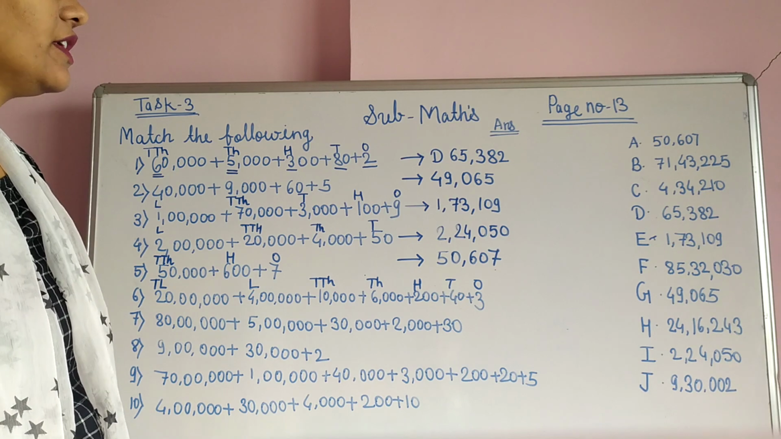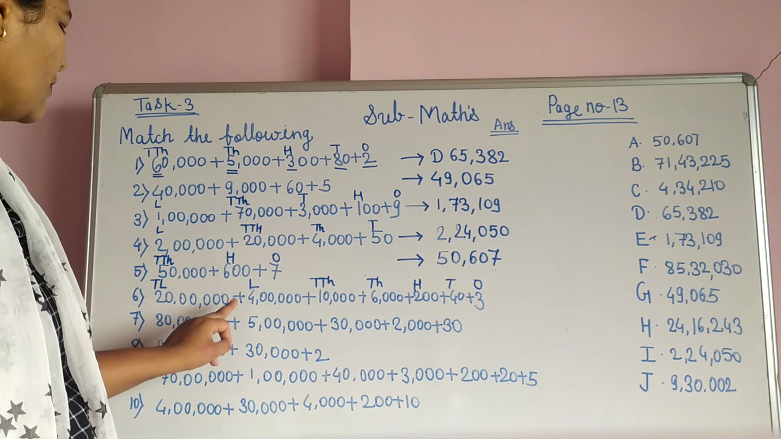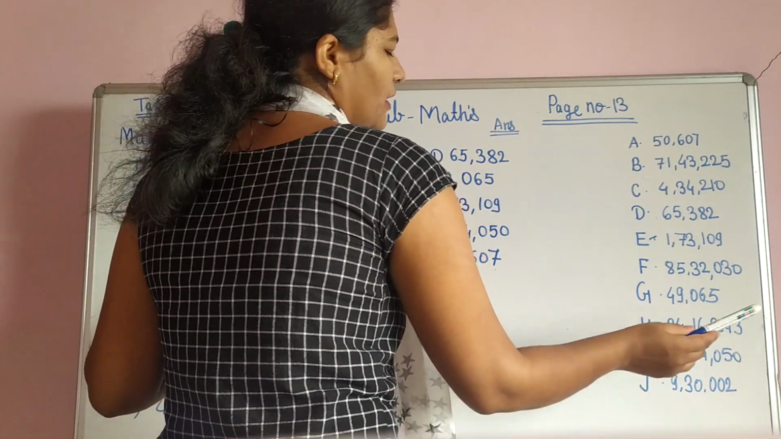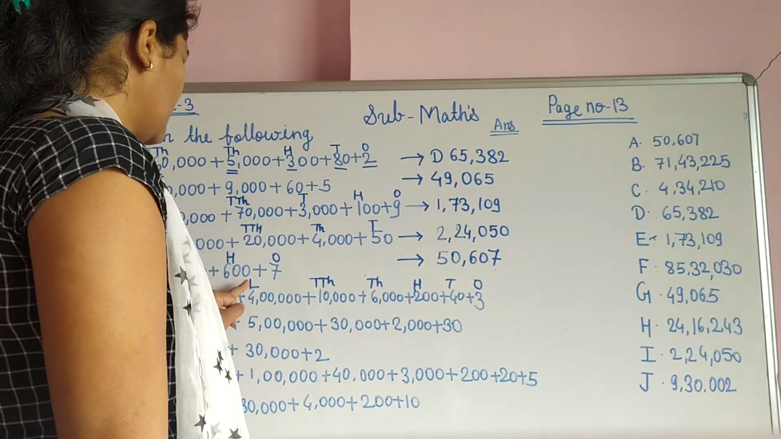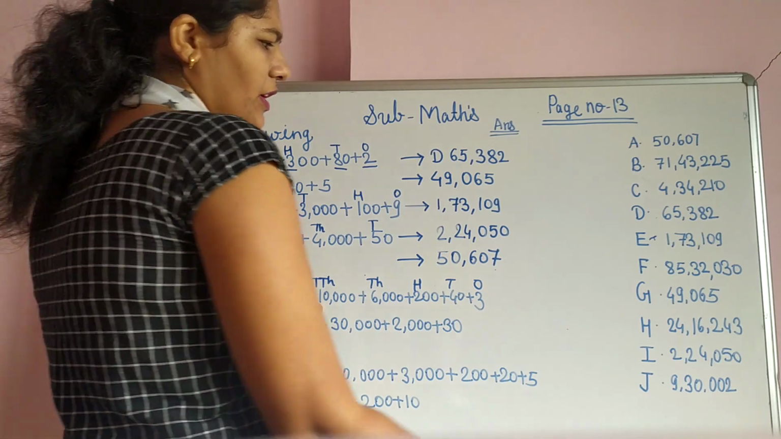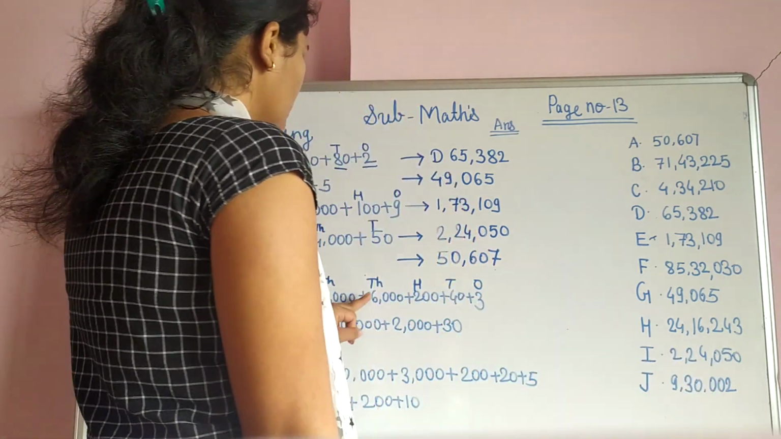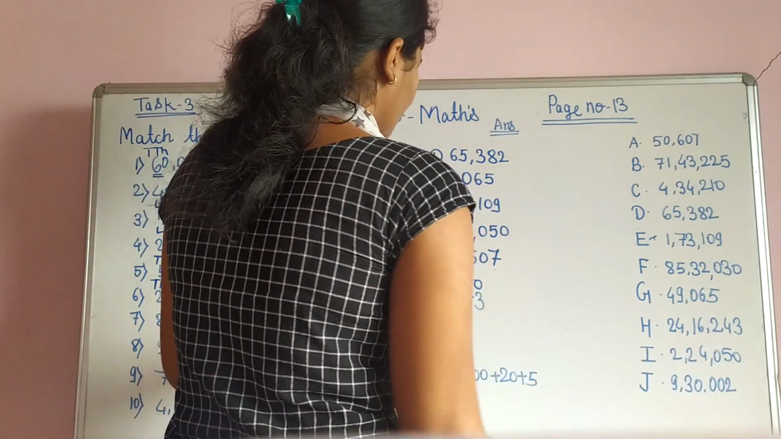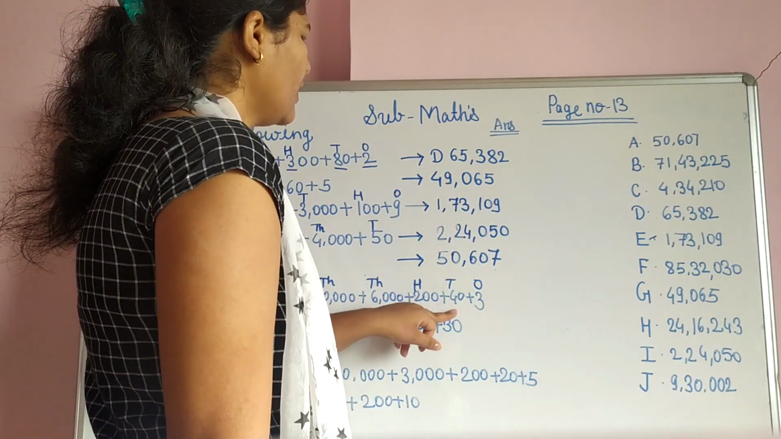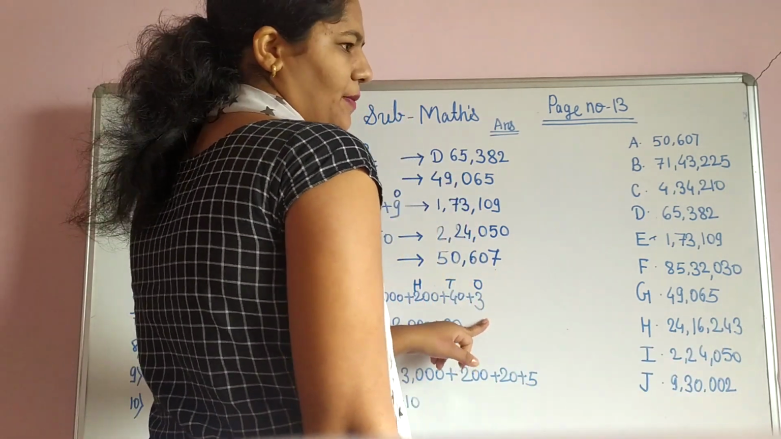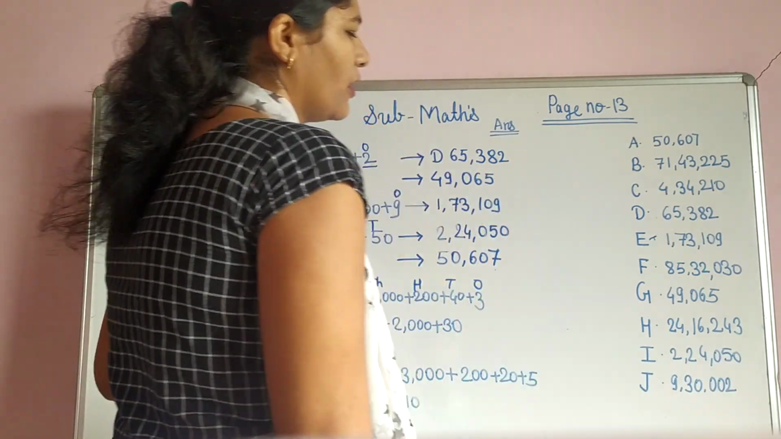Now we will check our next digit. We want 4 on a lakh place. Yes, so here 4 is on a lakh place. Now next, 1 is on a 10,000 place, 6 on a 1,000 place, 2 on a 100 place, 4 on tens place, and 3 on a ones place. So here also 3 is on a ones place.